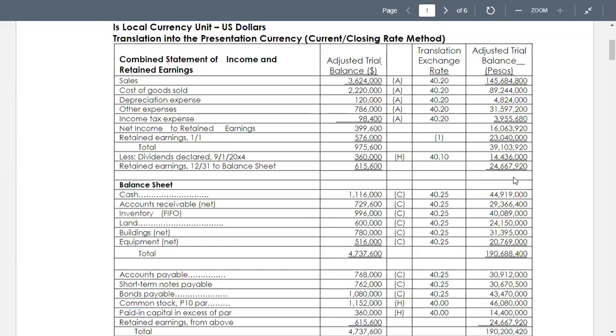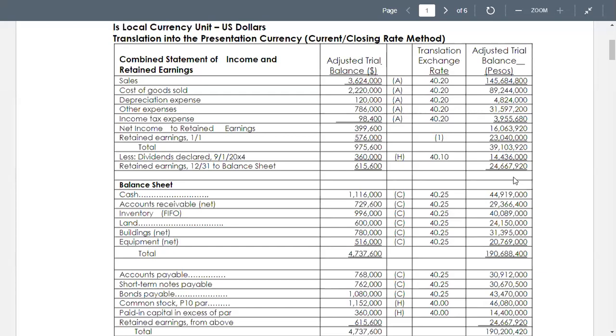The current rate, the closing rate, or the spot rate on December 31, 20X4. Then we go to the common stock. The common stock is to be translated by using the historical rate. At the date of acquisition, the rate was 40. So we have to use 40 for the common stock and for the paid in capital.